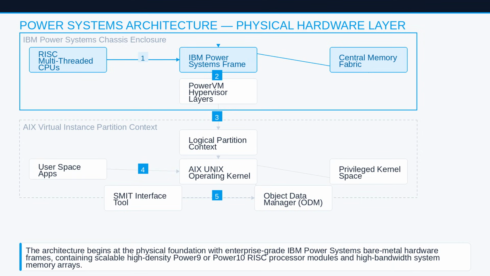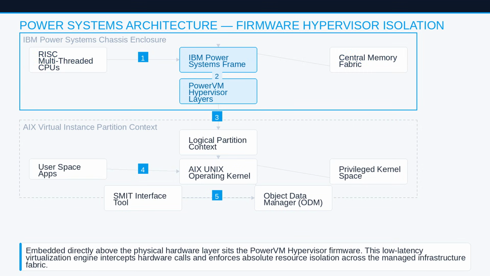The architecture begins at the physical foundation with enterprise-grade IBM Power Systems bare metal hardware frames, containing scalable high-density Power 9 or Power 10 RISC processor modules and high-bandwidth system memory arrays. Embedded directly above the physical hardware layer sits the PowerVM Hypervisor firmware. This low-latency virtualization engine intercepts hardware calls and enforces absolute resource isolation across the managed infrastructure fabric.